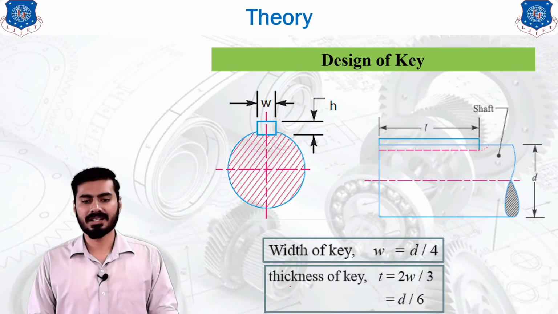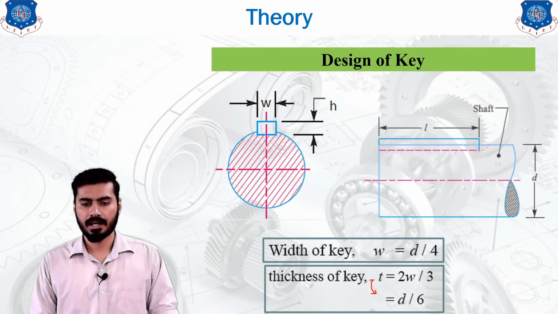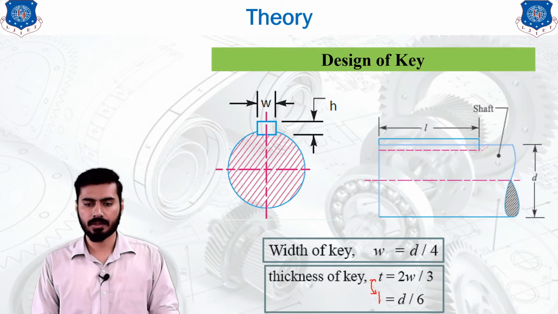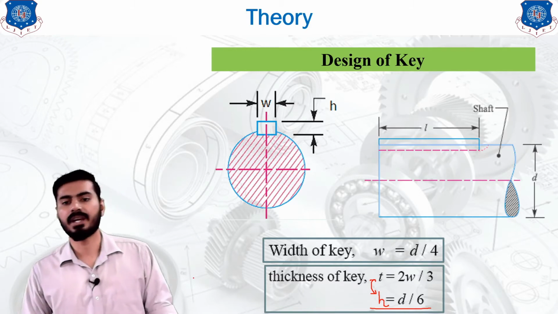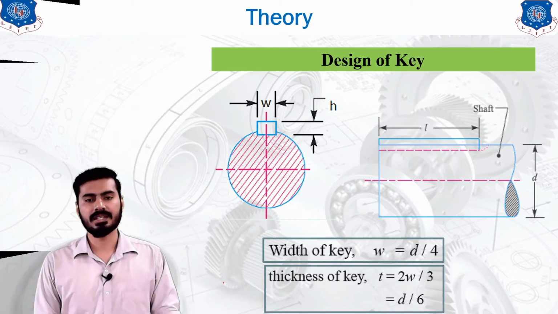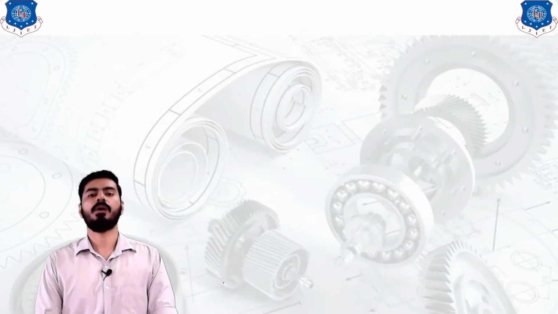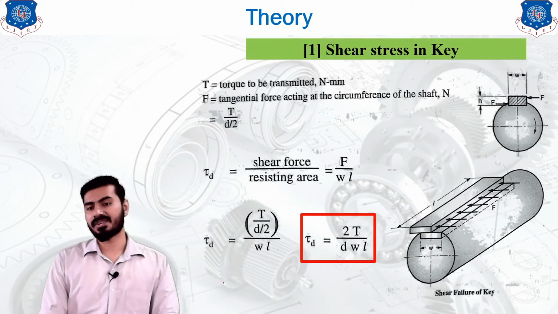If you are using T instead of H, that is perfectly okay with the examiner, because the height of the key and the thickness of the key are both the same, and that's why you can utilize H and T in place of each other. So we are going to see the different design procedures of the key, and that is nothing but the theoretical portion of the shear stress in the key.